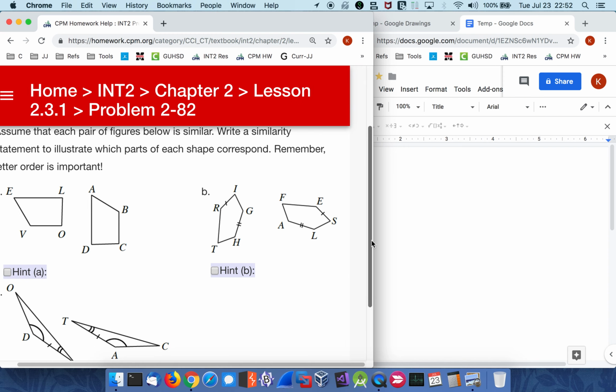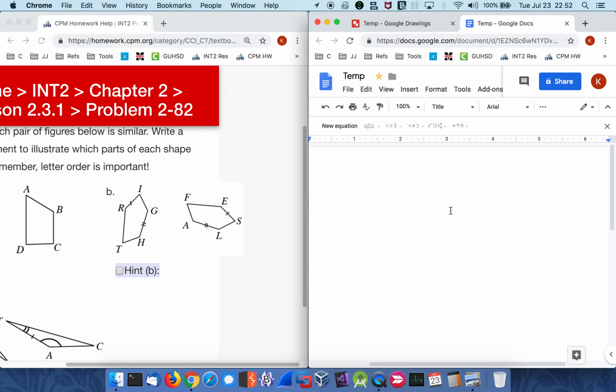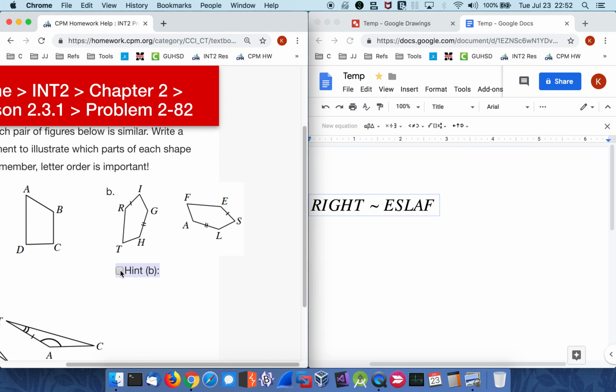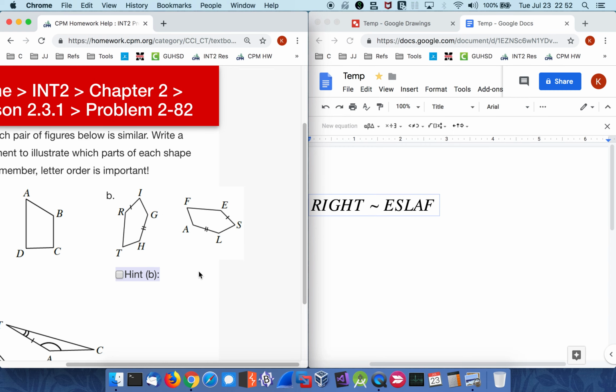Okay. So, let's go ahead and write down the similarity statement here. Let me move this a little bit so we can see. There we go. Okay, so let's go ahead and just spell out this one. So we've got R-I-G-H-T, right? And we're going to say is similar to. So let's start with this side with a single line, and let's go ahead and start. So that would be E-S-L-A-F. Eslaf. Okay, let's see if they say the same thing. Use the same method. Their hints are sometimes not very helpful.